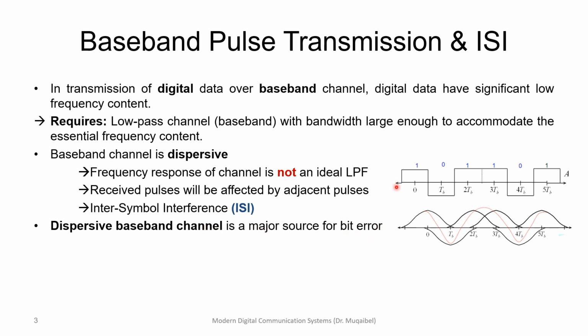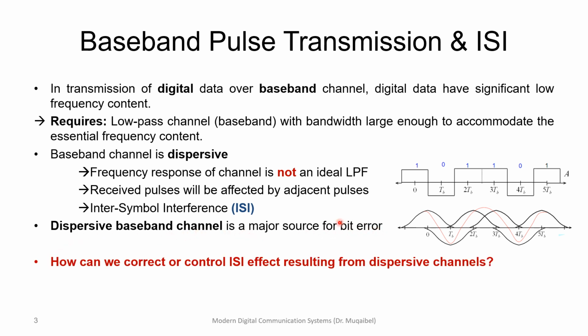Somebody would like to say, why don't we just send more data, or a higher data rate? Higher data rate means shorter pulse duration, which translates into wider bandwidth requirement, and then we will suffer more ISI. So we can think of ISI as a result of bandwidth limitation, and it's really the limiting factor for not having a higher data rate in digital communication. So dispersive baseband channels are a major source of bit errors.